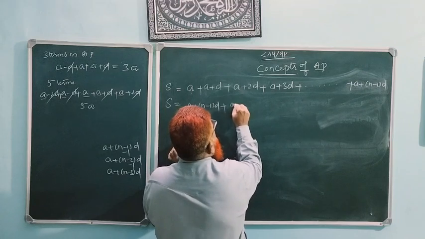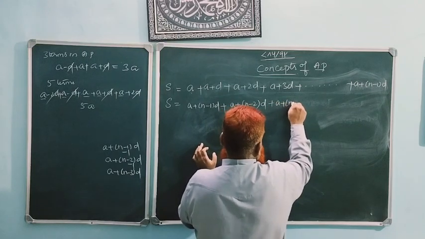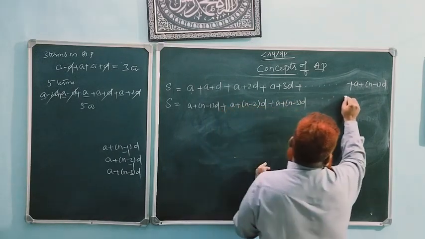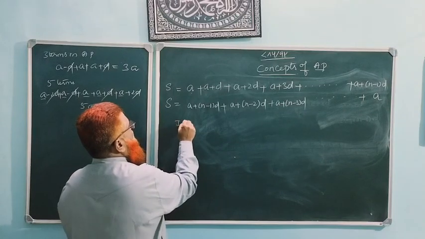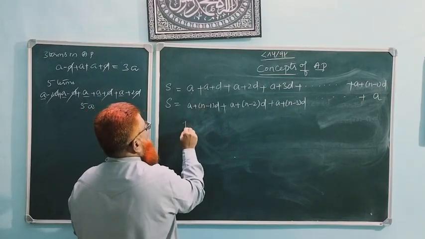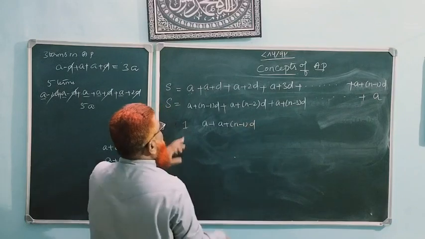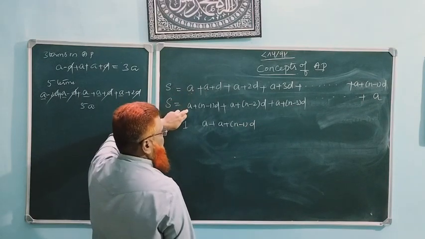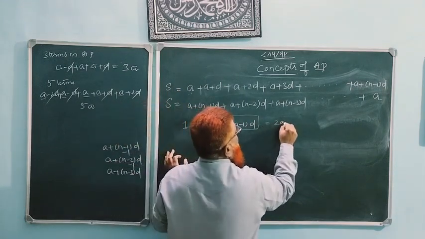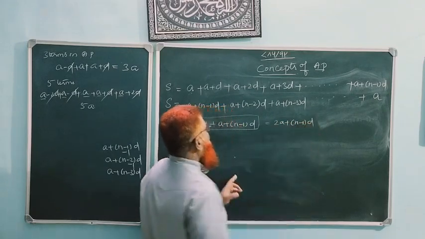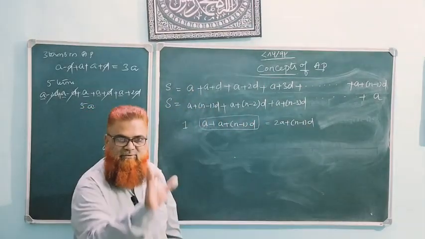The same way I write it: A plus (n minus 2) into D plus A plus (n minus 3) into D, etc., plus A. My first terms to be added: the first term of the first series is A, and the first term of the reverse, which is the last term of the first series, is A plus (n minus 1) into D. The two are added, and this will be equal to 2A plus (n minus 1) into D. Do you understand?